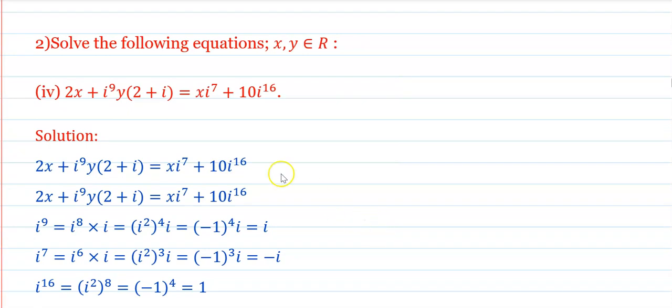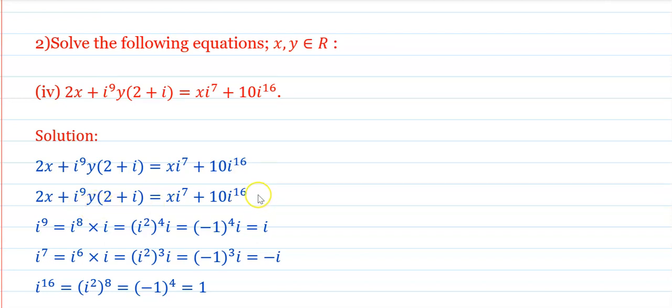Now the next, again solve the following for x and y belonging to the set of real numbers. 2x plus i raised to 9 into y in bracket 2 plus i is equals to x i raised to 7 plus 10 i raised to 16.